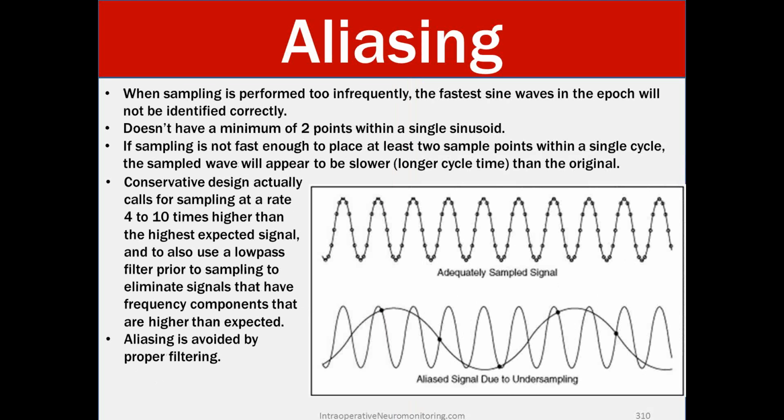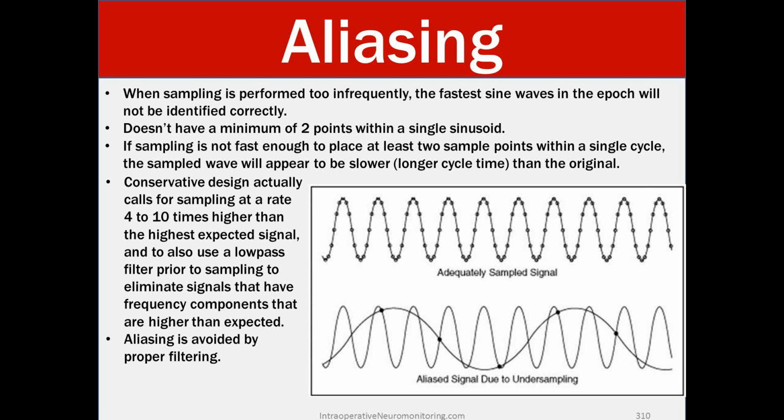Aliasing. When a sample is performed too infrequently, the fast sine waves of the epoch will not be identified correctly. It doesn't have a minimum of at least 2 points within a single sinusoidal wave. If the sampling is not fast enough to place at least 2 sample points within the signal cycle, the sample will appear to be slower or longer cycle time than the original.